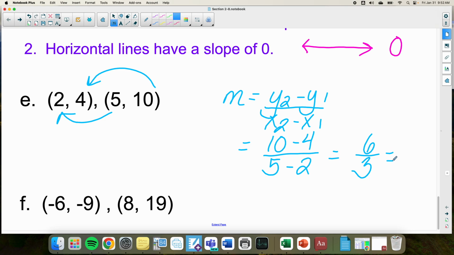What does that reduce down to? 2 over 1. 3 goes into each of these. 3 goes in here twice. 3 goes in there once. You can leave that as 2 over 1 or simplify it to 2. Either way is absolutely fine. But yes, each of them are divided by 3.